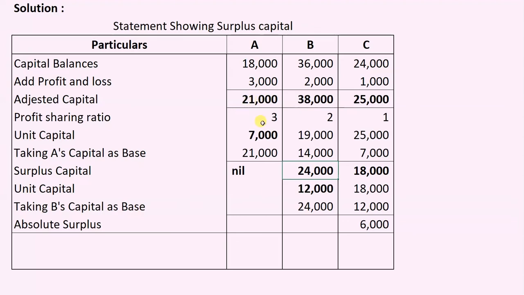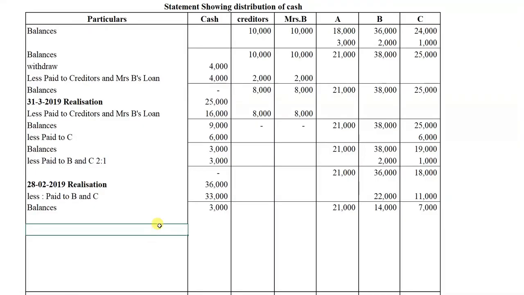So we will pay this amount as per their profit sharing ratio, less paid to A, B and C.